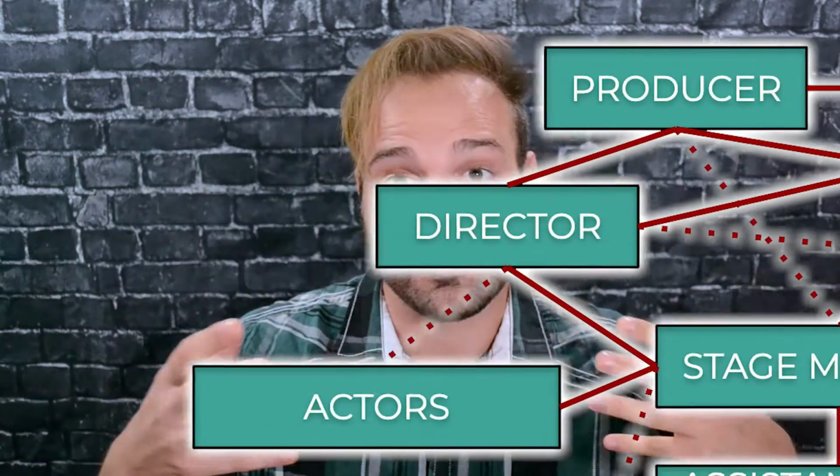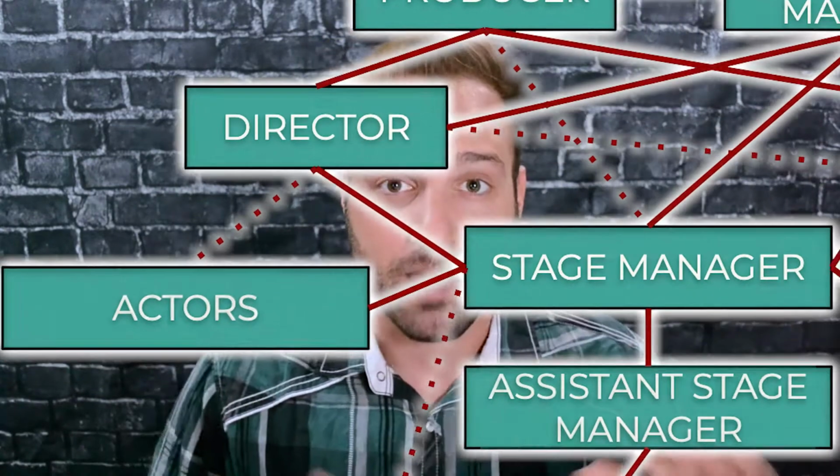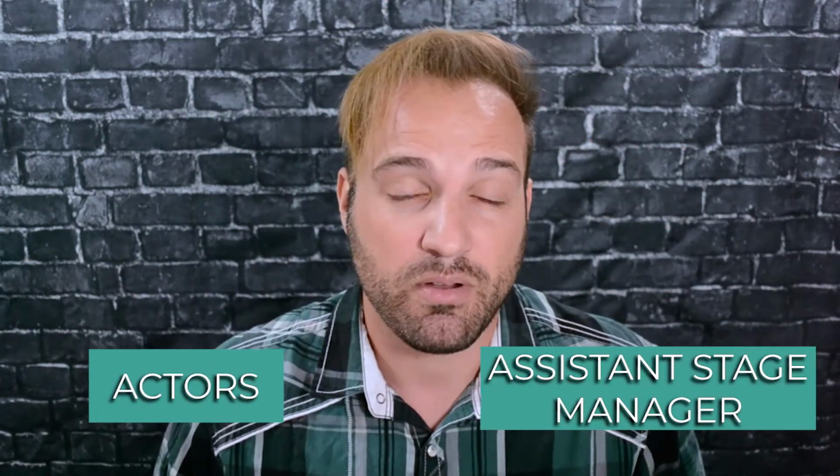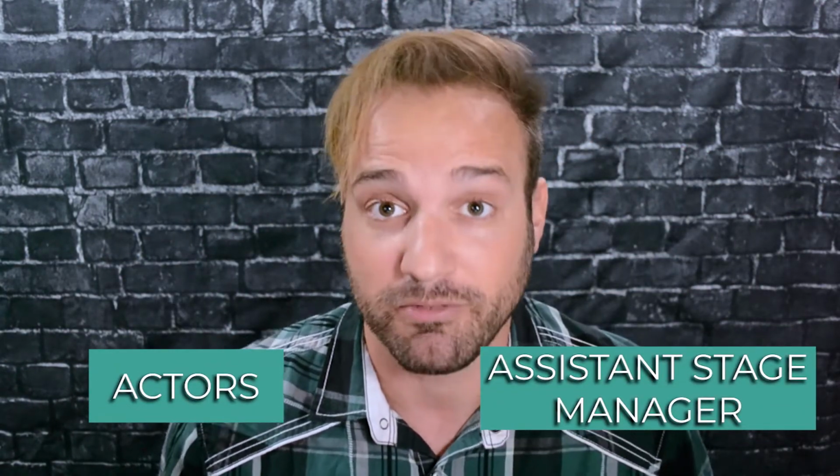Then you get down to the actors and the ASM. I'm kind of putting them on the same level. Now, the actors have a very good working relationship with the director because that's who most of their communication is about the characters, all of that. But if they have an issue like, I'm running late to rehearsal, I can't make rehearsal because I broke my foot, something like that, they're going to report directly to the stage manager. So those are the two people they're very much so communicating. And if you have an issue, you're going to take it to the stage manager first. And then if there's an issue with that, you might take it to the production manager or the producer.